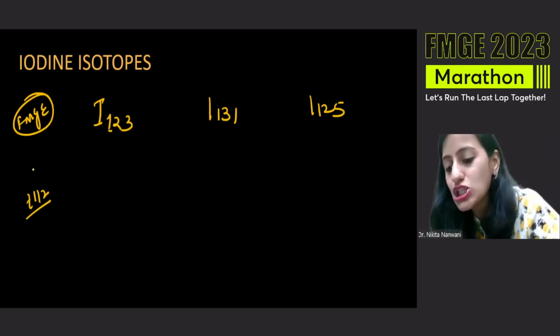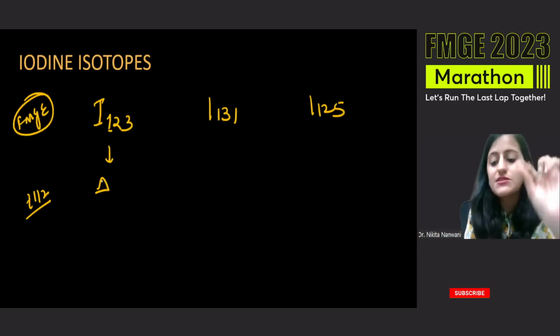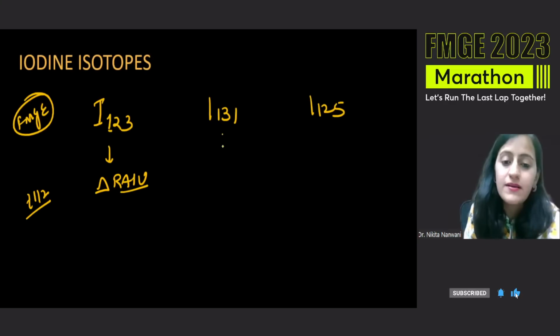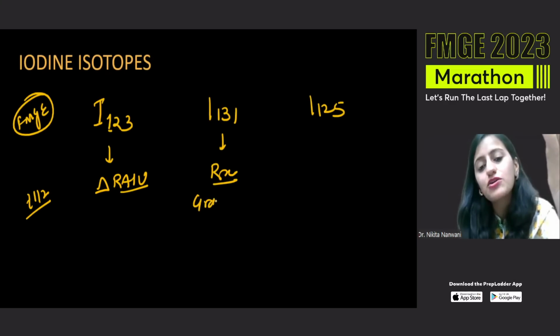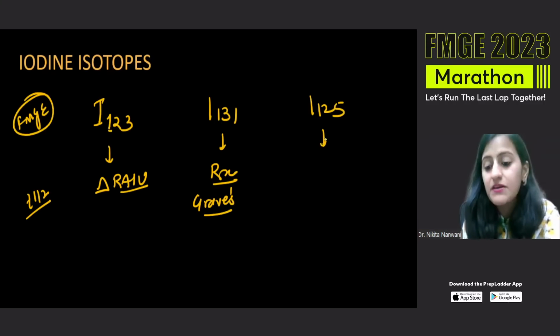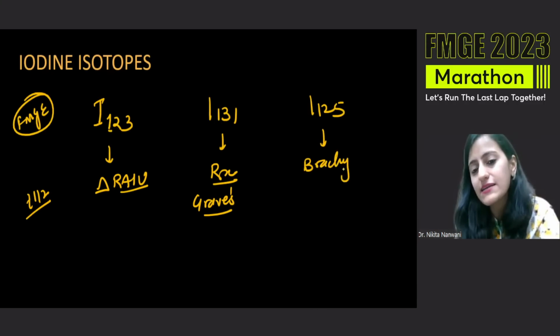Let's have a look at the uses first. 123 is used for diagnosis, that is the radioactive iodine uptake scan. 131 is the one which is used for treatment, the radioiodine ablation that we talk about in Graves' and thyroid cancer. Where is iodine 125 used? It is used as brachytherapy, seed implant, most commonly in prostate cancer.